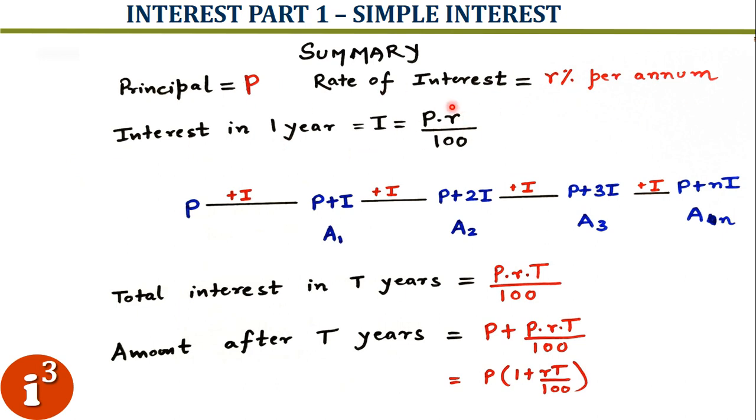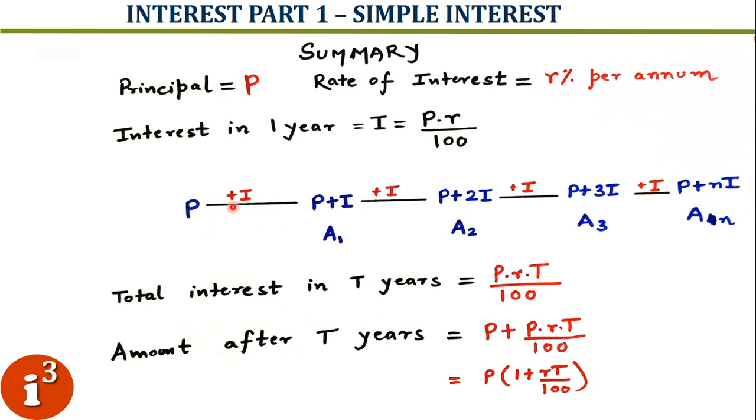Interest in 1 year will be P into R by 100. If 10% of 1000, it means 1000 into 10 by 100. So if P is the principal, in the first year you get plus I. The amount after the first year will be P plus I, after the second year P plus 2I, after the third year P plus 3I. So the amount after n years will be P plus n into I.